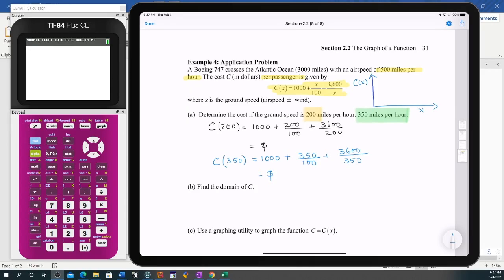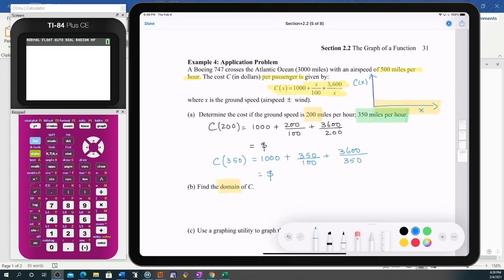Okay. Now, B is asking you to find the domain of the function. To find the domain of the function, again, we are talking about money, cost, and we are talking about speed. So domain is all possible x values the function can have. So, we cannot have a negative speed, right? So domain has to be, by looking at the graph, greater than 0. X should be greater than 0.